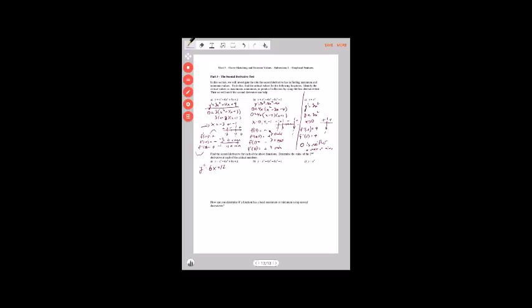Now we're going to evaluate the second derivative at those critical values. So y double prime at -3: -3 times 6 is -18, plus 12 is -6. And then y double prime at -1: 6 times -1 is -6, plus 12, that is +6.